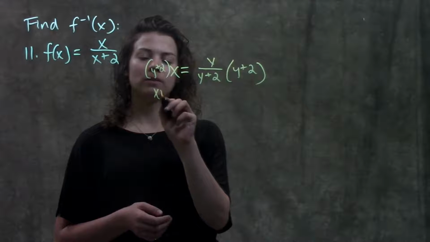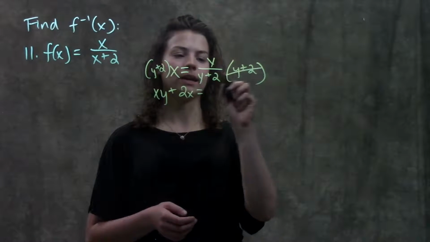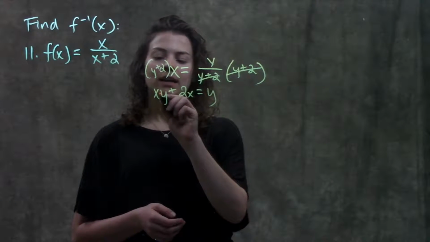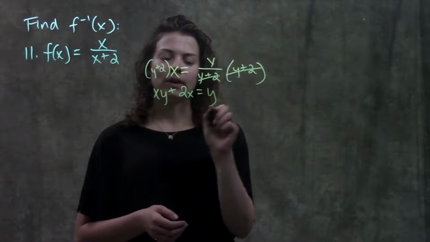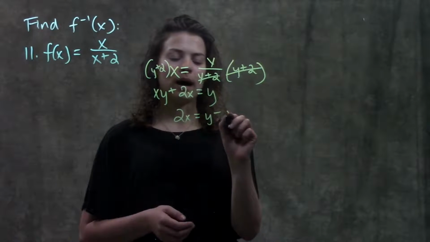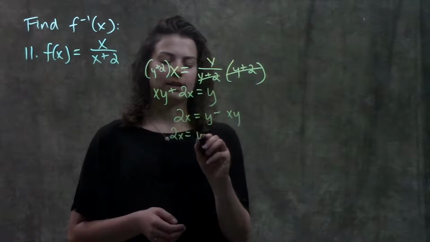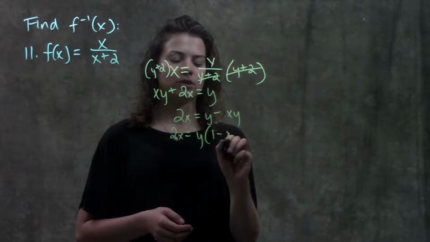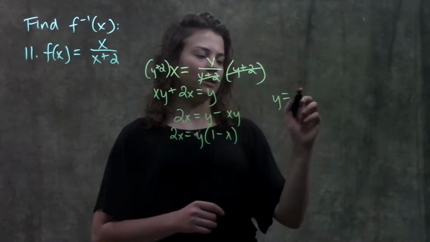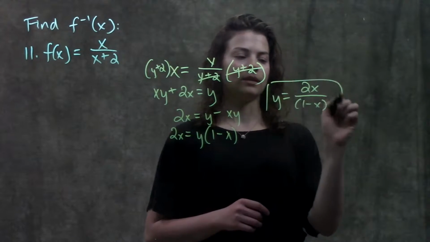On the left, I distribute the x to get xy plus 2x is equal to, on the right here, this quantity will cancel, and I'm left with just y. Now I want both my y's on the same side so I can isolate it. So I subtract the xy over, and it becomes y minus xy. To isolate my y, I'm going to take it out of the right side, so I'm left with just 1 minus x. And now when I divide that over, I have the equation y equals 2x over 1 minus x.